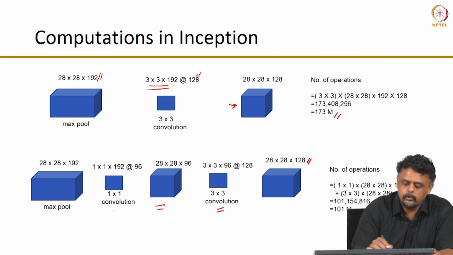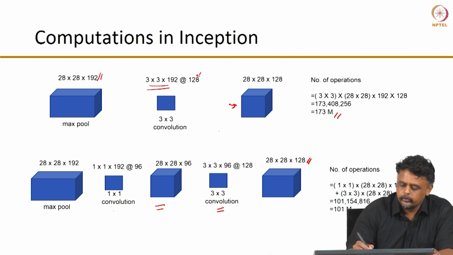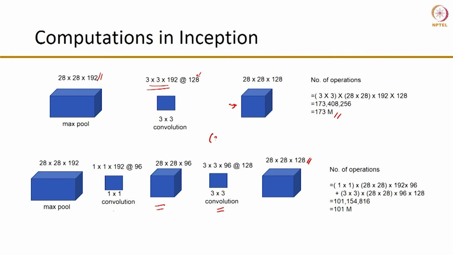So, if you were to do 3 cross 3 convolutions to produce 128 feature maps of size 28 by 28, the number of elements in the output feature map, or the number of activations in the output feature map, is so much, right. And then for each output activation we have to do how many computations? 3 cross 3 cross 192 sum of products, right. So, 3 cross 3 cross 192, that is pretty much what you see there, okay. That comes to 173 million.